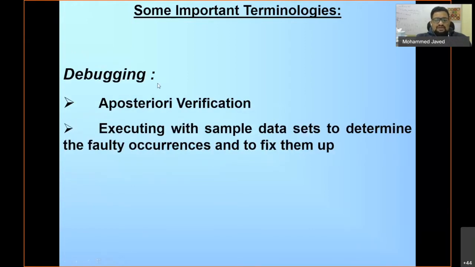And now, what is debugging? So debugging is also one terminology associated with the algorithms. Debugging happens a posteriori, right? After I have written the program and implemented the algorithm, I need to do a posteriori verification. In this case, we execute with sample data sets to determine the faulty occurrences and fix them. So this is what we have to debug. I think you are already aware. You have already gone through the introduction to programming course, so you already know what the term debugging means.